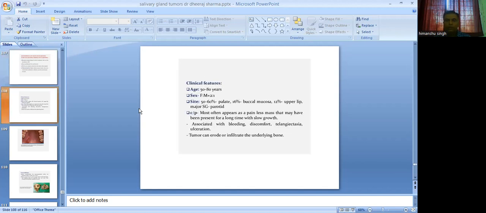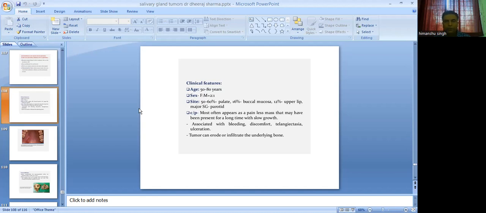Clinical features: more common in the older age group, that is 50 to 80 years of age, more common in females, with a 2:1 ratio seen. 50 to 60% occur on the palate, 16% on the buccal mucosa, 12% on the upper lip, and if at all a major salivary gland is affected, it is the parotid, which is more commonly affected.